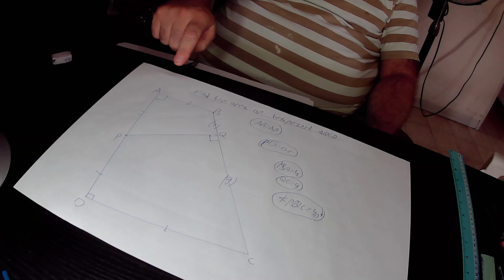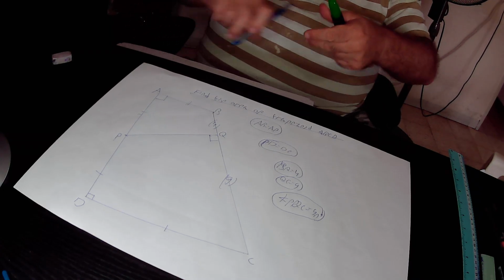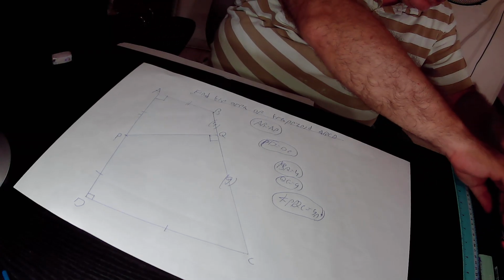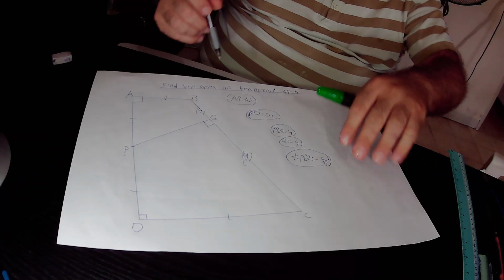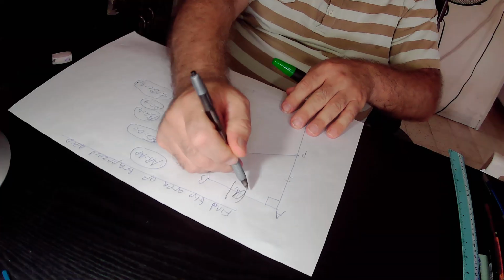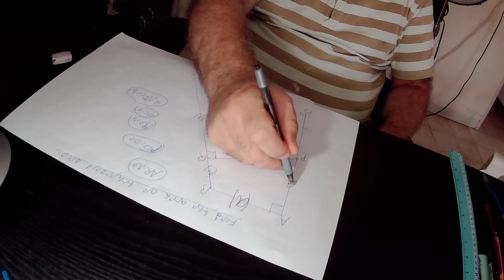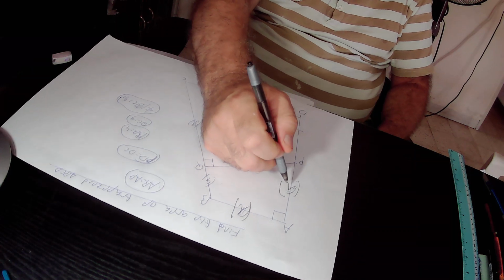So if we define the length of side AB as A, then the length of side AP must also be equal to A, because they are equal to each other according to what is given in the question.